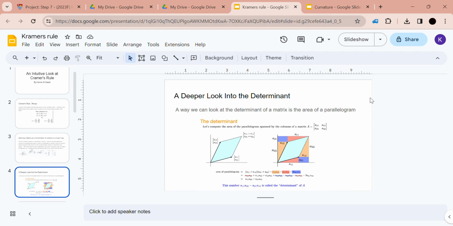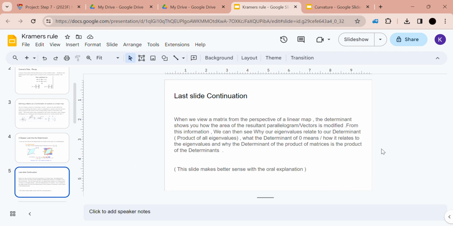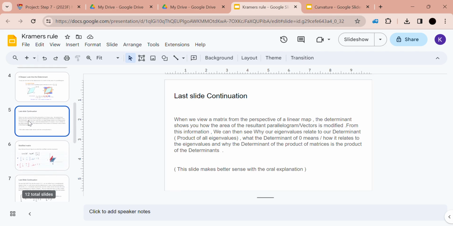And there's even a way to look at a vector as a matrix, right? And this will play into what we're going to do later. And I mean, by looking at the determinant this way, it really helps you understand a lot of concepts in linear algebra, like why the product of all eigenvalues is our determinant, what the determinant of 0 means, how it relates to eigenvalues and eigenvectors, and why the determinant of a product of matrices is the product of determinants. I kind of gave that one away in the last slide, but let's continue.